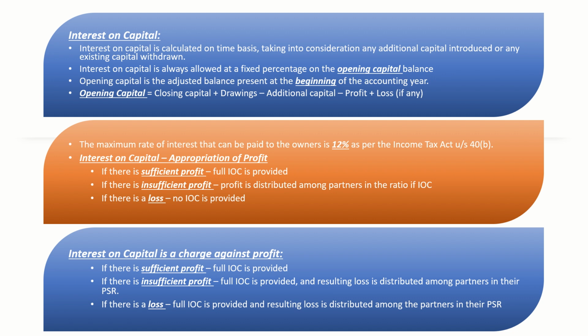Okay. So if you don't have the opening capital balance, then you have to calculate to find the capital at the beginning of the year. So do a back calculation like closing capital plus any drawings minus additional capital minus profit, or if there's a loss, then add that to arrive at the opening capital. On this capital amount, you will have to calculate your interest on capital.